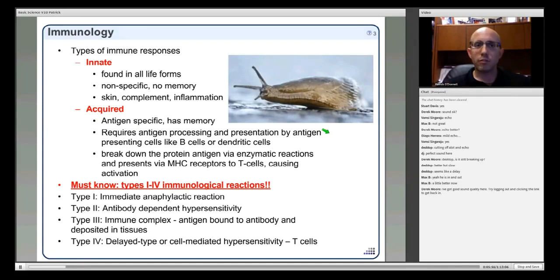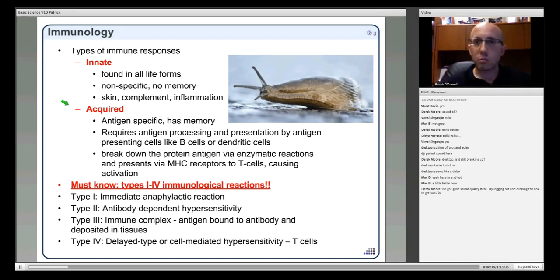There are 2 types of immune responses, the innate immune response and the acquired. The innate immune response is found in all life forms. We have almost the same innate immune response as the slug. It's nonspecific, it carries no memory, and some examples are your skin, the complement cascade, or generalized inflammation. The other kind is the acquired immune response.